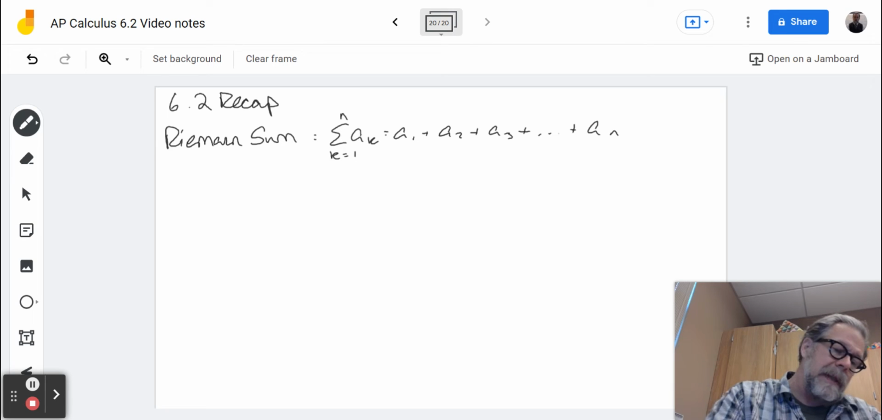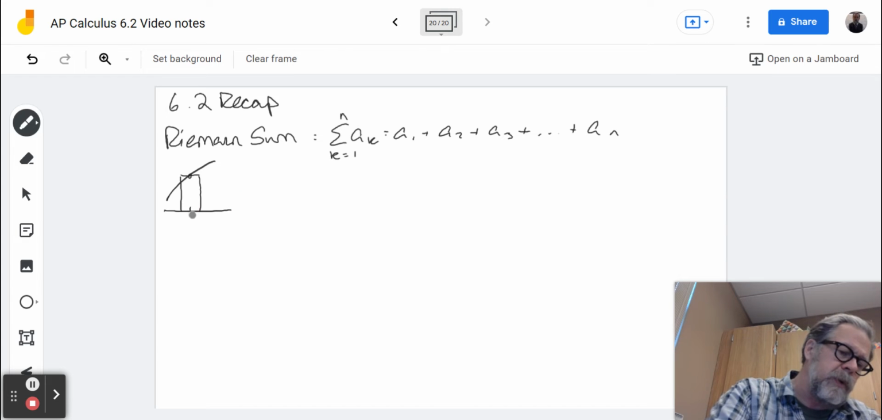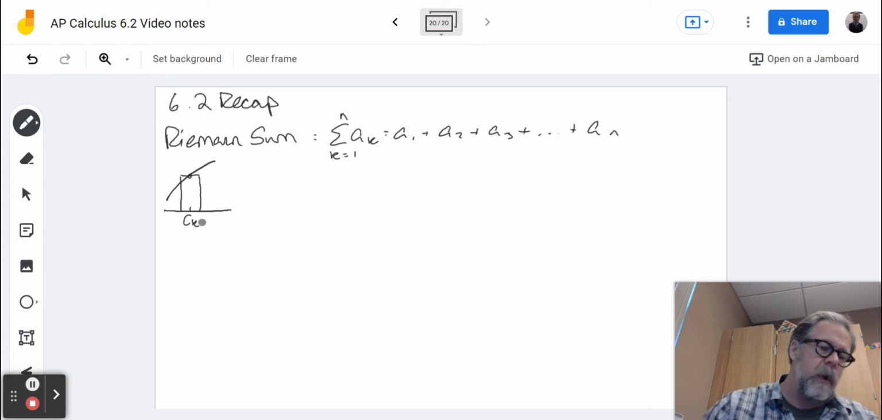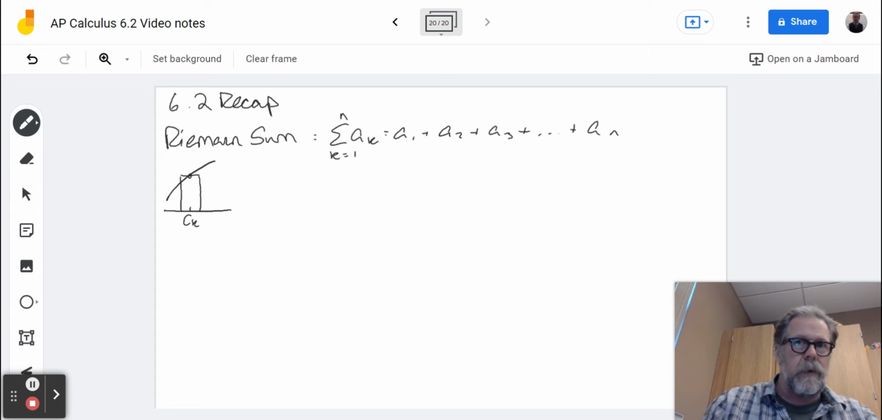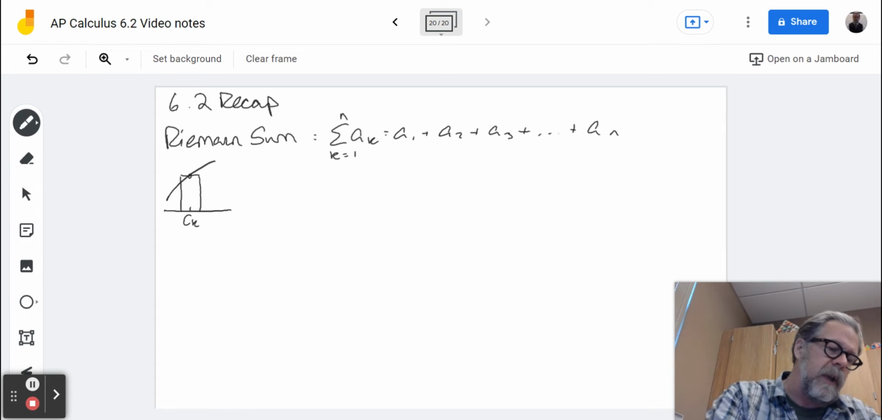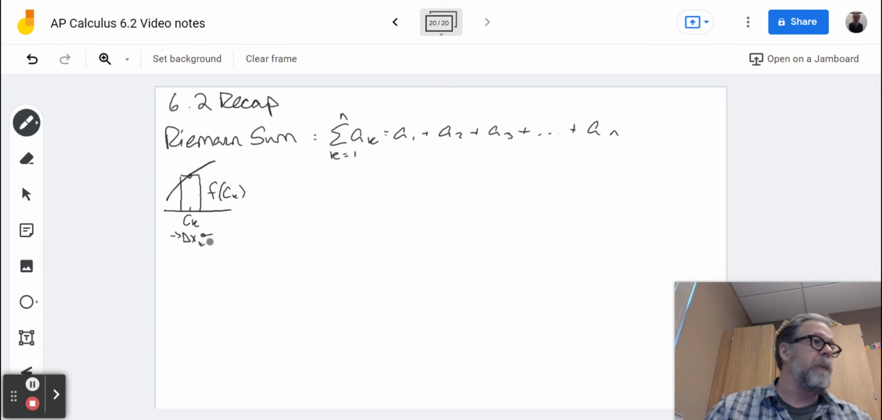And then we said, well, let's take that idea and let's talk about some function and let's split the area underneath this function into rectangles. And we'll choose some value of x, could be the middle, the left, or the right, or some random value in some cases. We notice that the height of this rectangle is f of c sub k, and the width of this rectangle will be some delta x sub k.